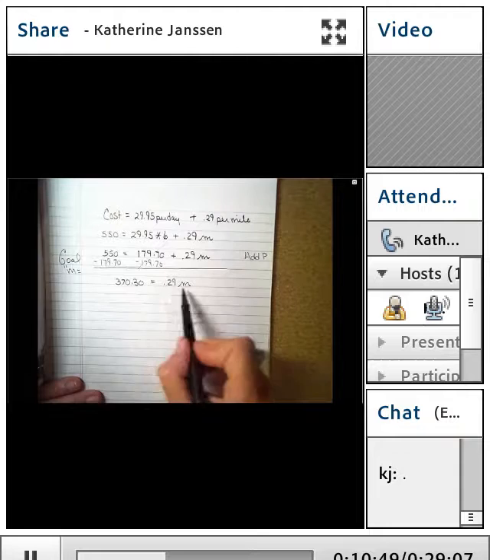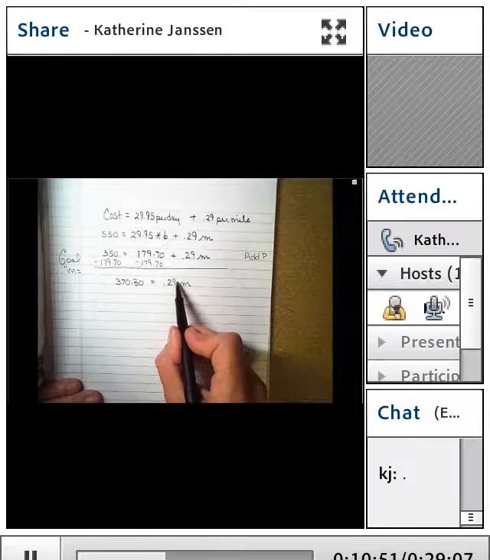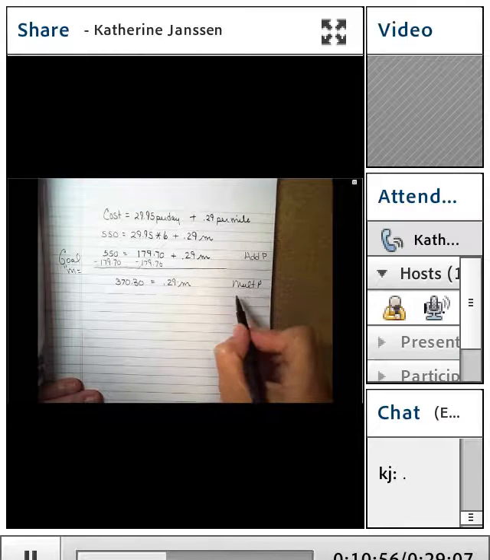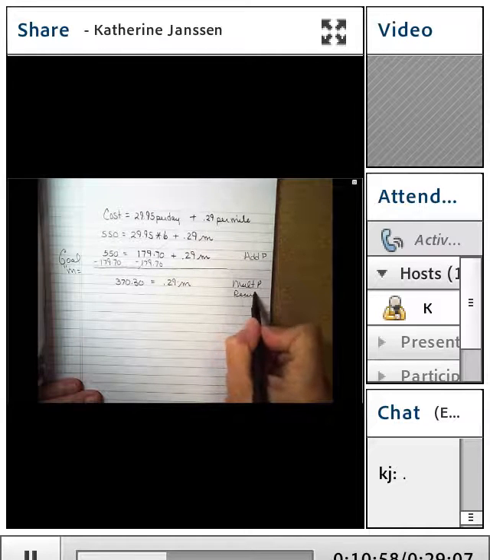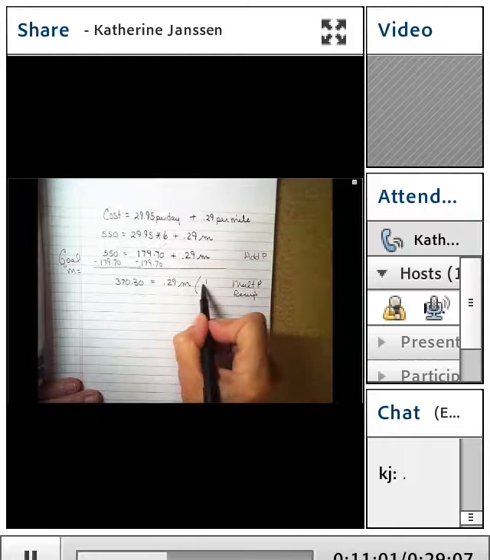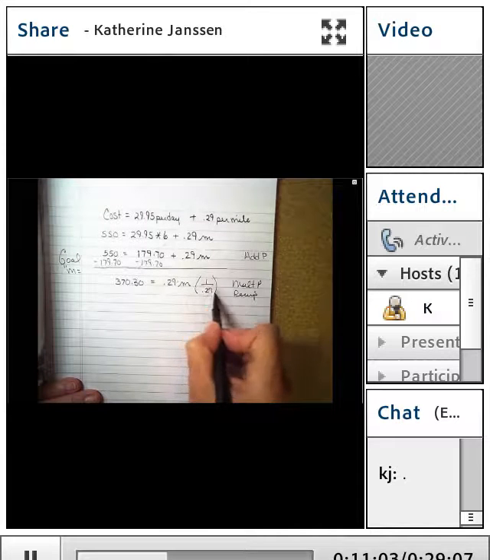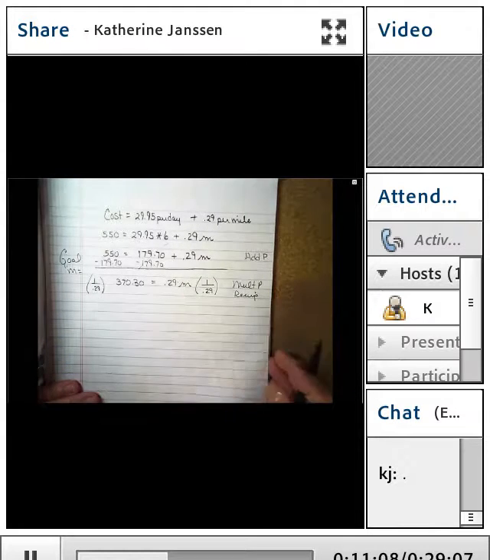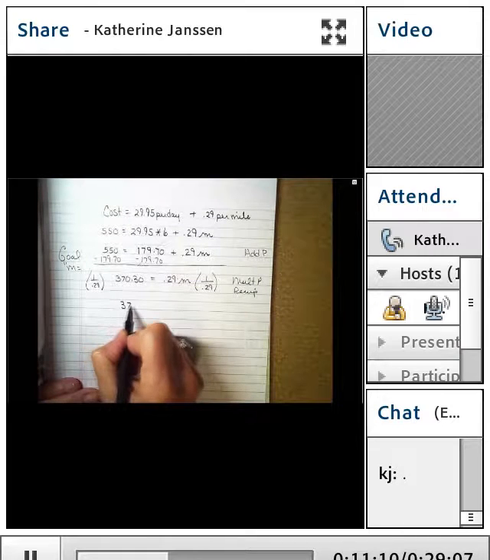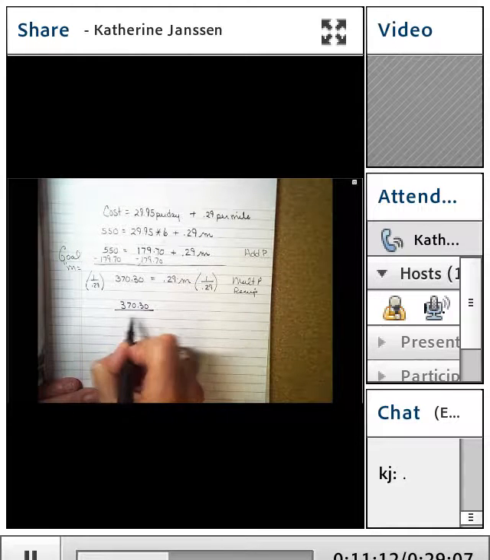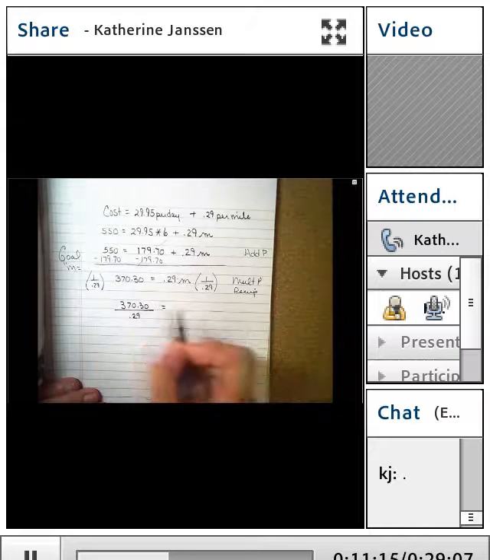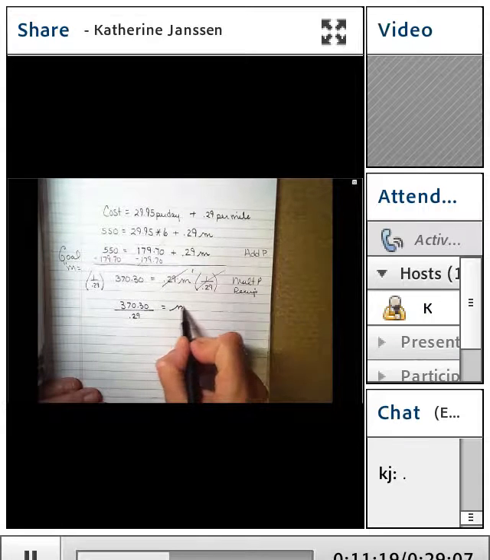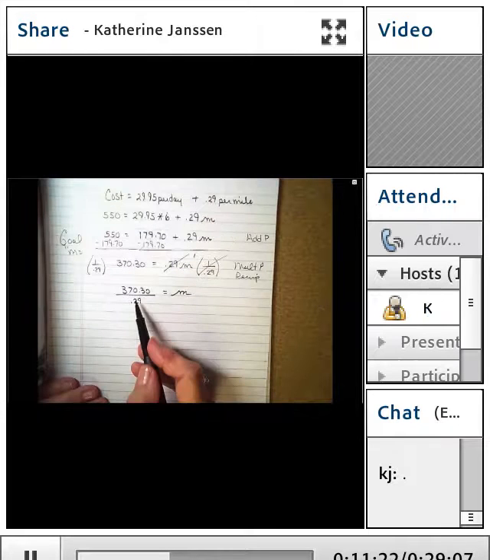I'm solving for m, not 0.29 times m, so there's your tip. We're going to use the multiplication principle, multiply by the reciprocal. So I'm going to multiply by 1 over 0.29 and keep the sign. So I'll multiply by 1 over 0.29 on this side of the equation. Now I have 370.30 divided by 0.29 is equal to a number times its reciprocal goes to 1. 1 times m is m. So we're getting close. We just need to resolve this.